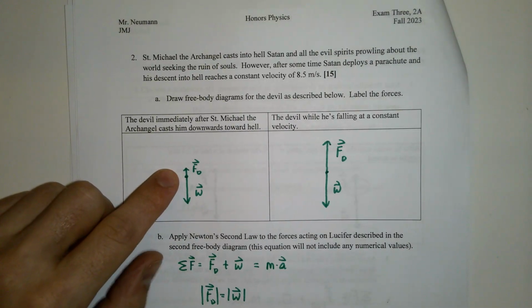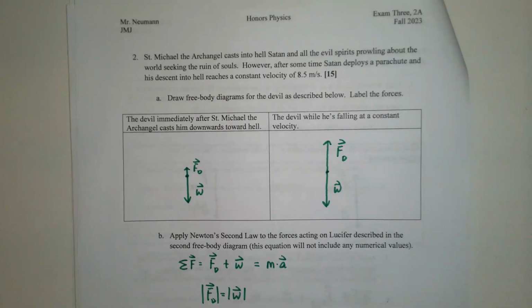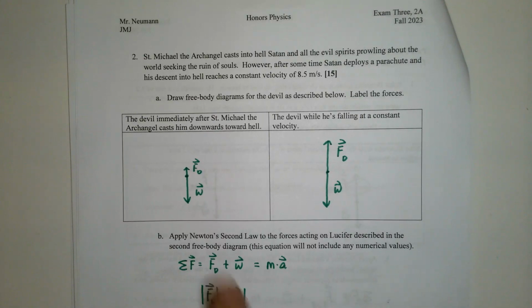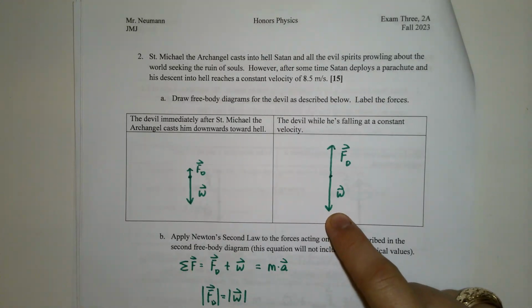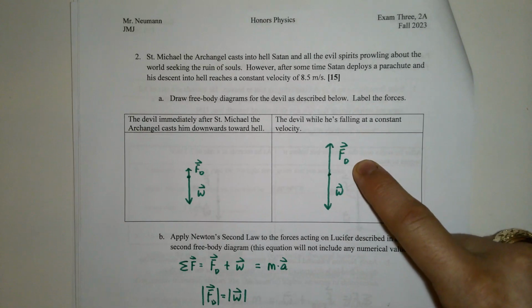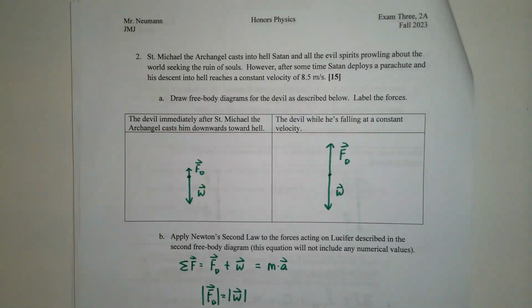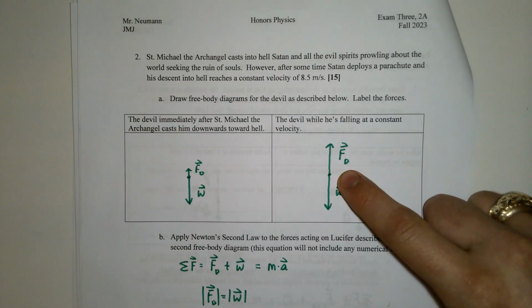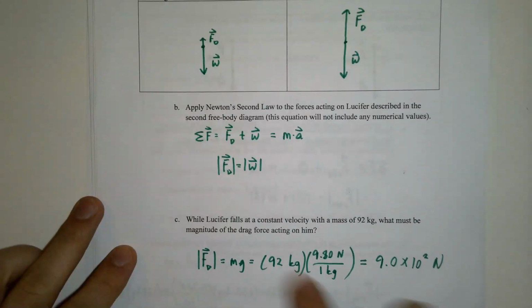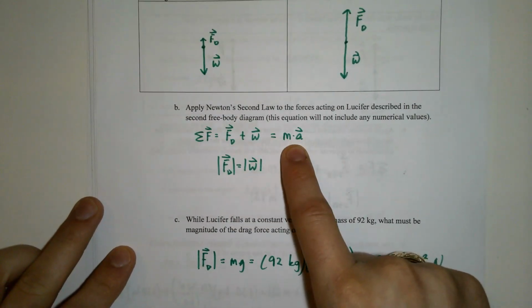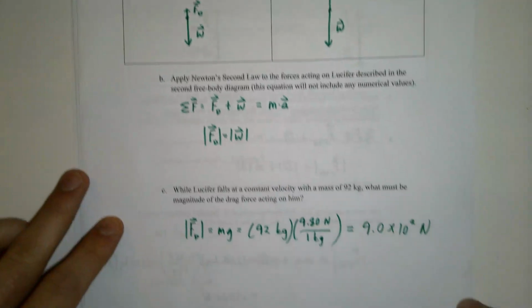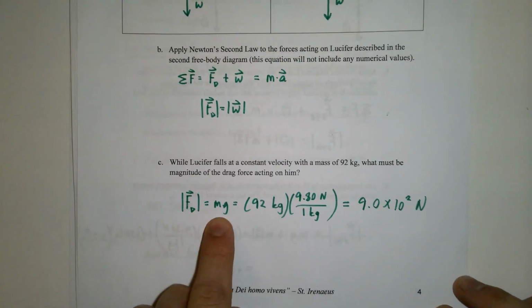The moment after he's thrown, that force of drag is very small because the devil's velocity is small, until some time later, when he's falling at a constant velocity because his weight is equivalent to the force of drag acting on the devil, so now he is no longer accelerating. At that moment, those two forces must be equivalent because his acceleration is 0. So we calculate his drag is the same as his weight.